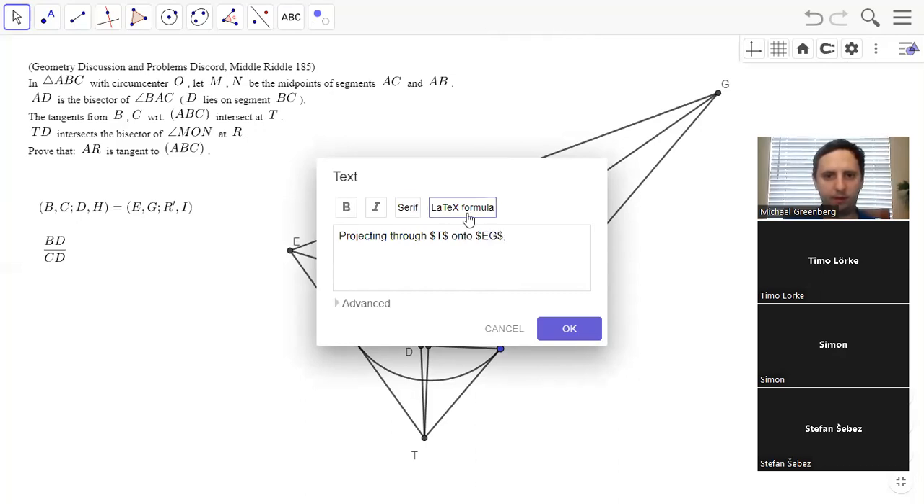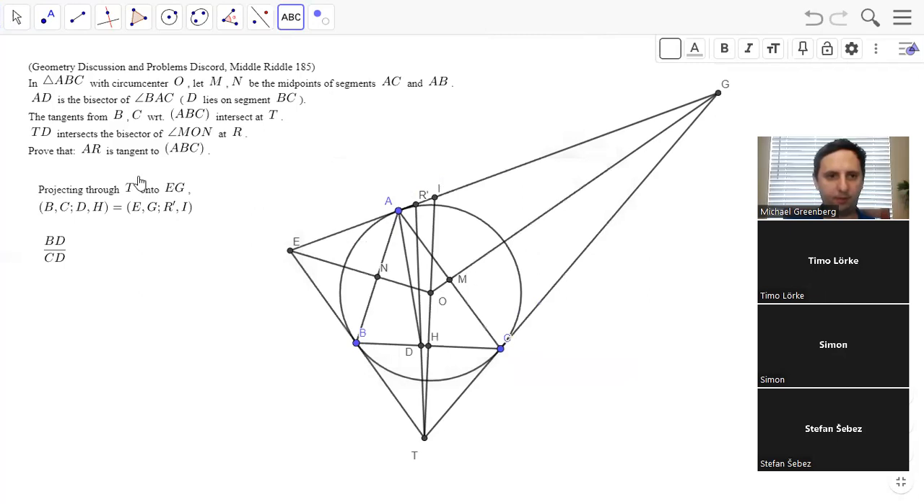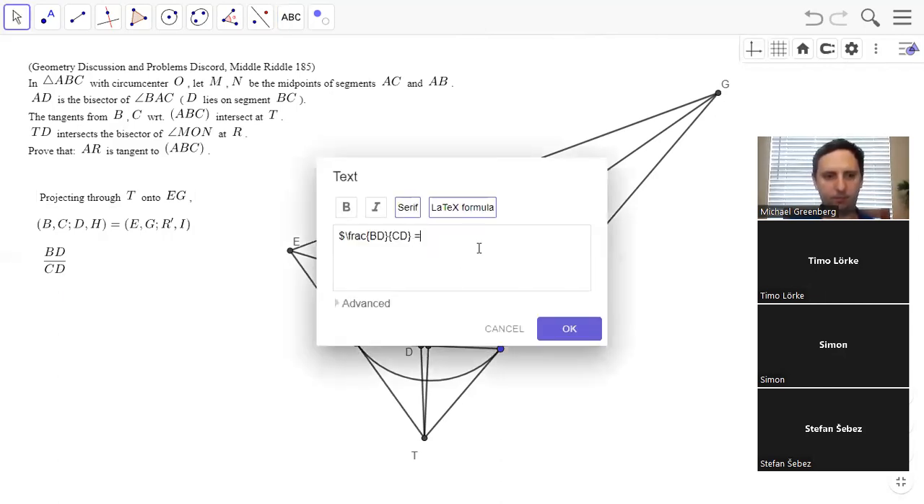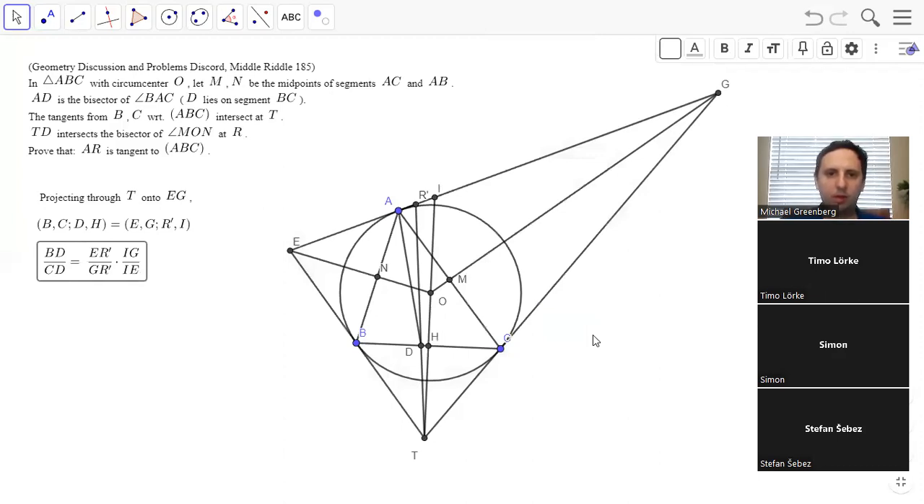And we have that. I'm going to define H and stuff later, but let's see how this works for now. So BD over CD is equal to ER prime over GR prime times IG over IE. And IG over IE is TG over TE by the angle bisector theorem.